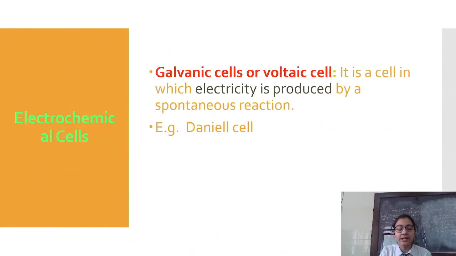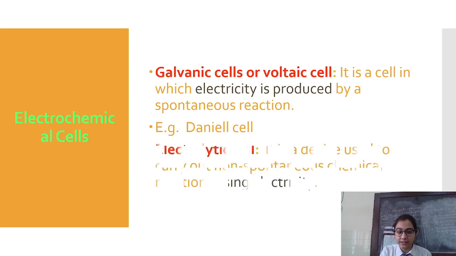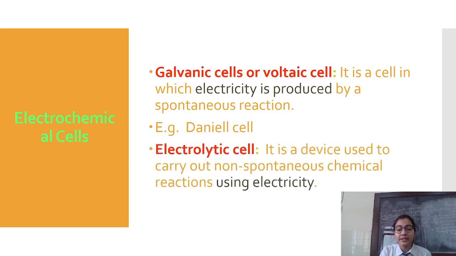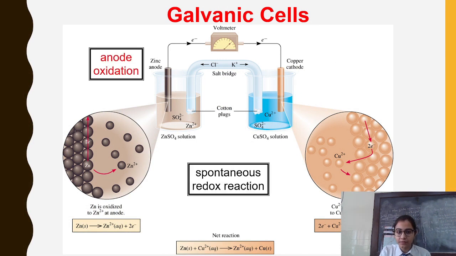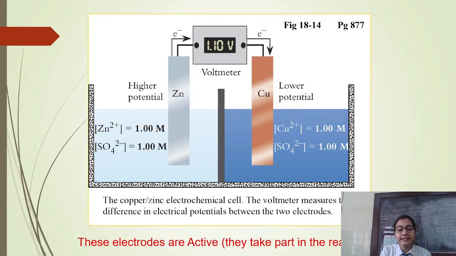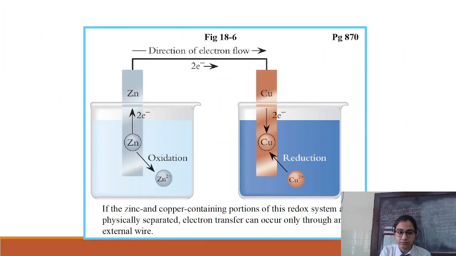Electrochemical cells. There are two types of cells. Galvanic cell. It is a cell in which electricity is produced by spontaneous reaction. Example, Daniell cell. Electrolytic cell. It is a device used to carry out non-spontaneous chemical reactions using electricity. These are the galvanic cells. These electrodes are active as they take part in the reaction.